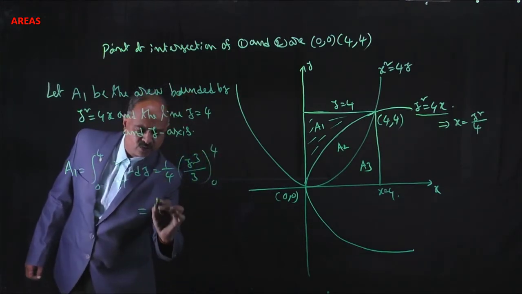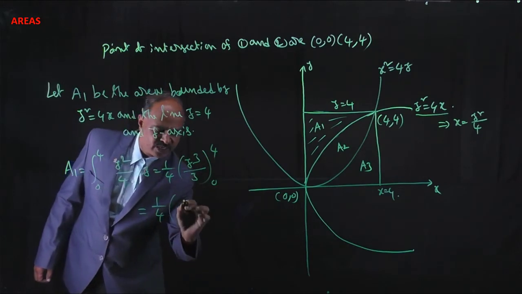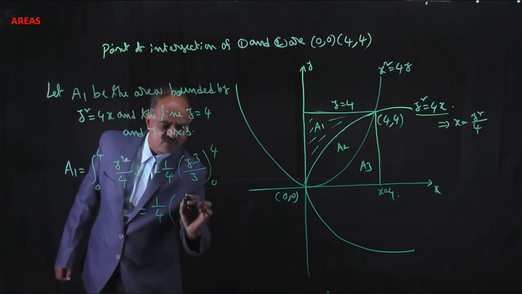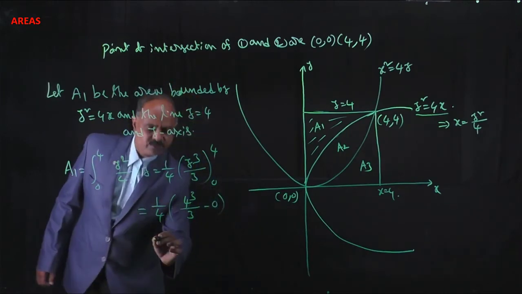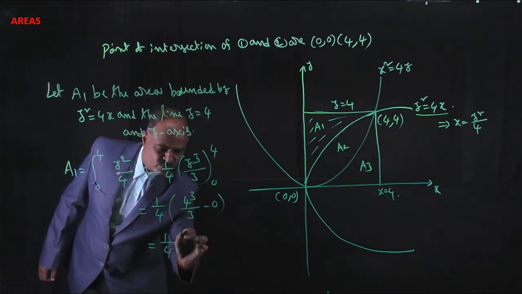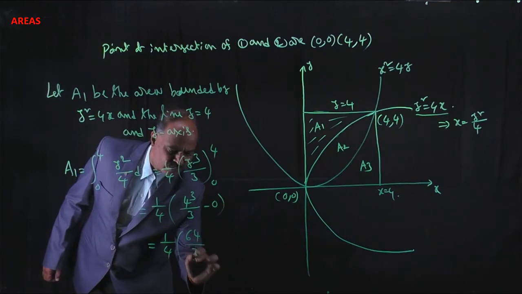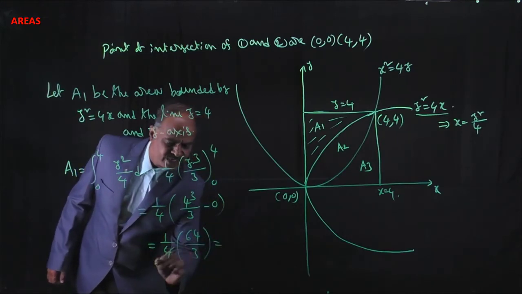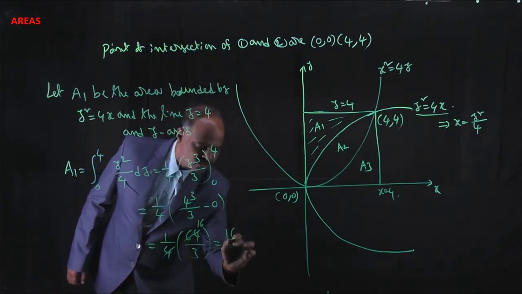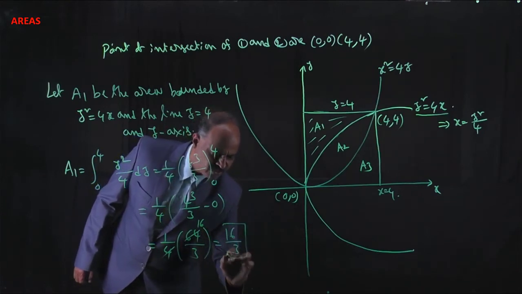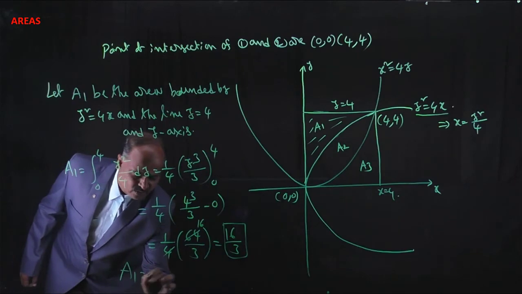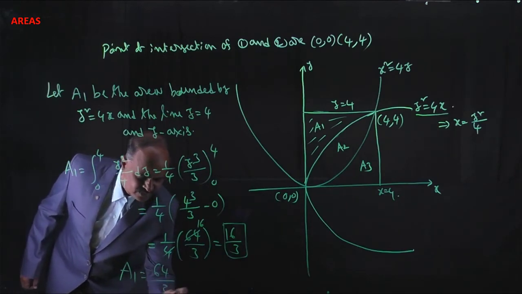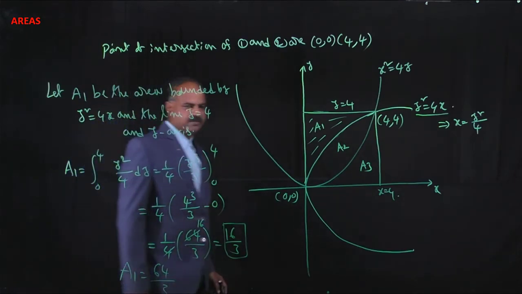So that is equal to 1 by 4 into, substituting the upper limit in place of y, 4 cube by 3, and then the lower limit. So that is 1 by 4 into 64 by 3, which is 4 into 16, that is 16 by 3 square units. So therefore A1 is equal to 16 by 3.